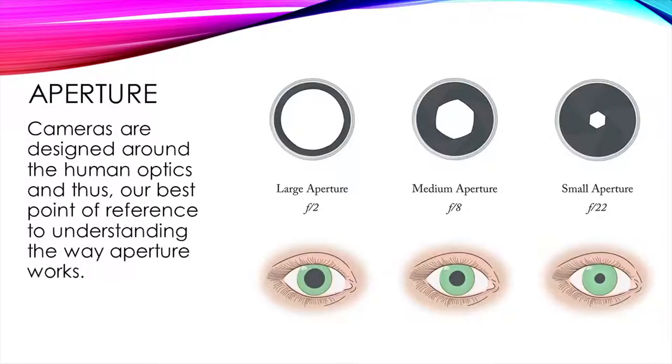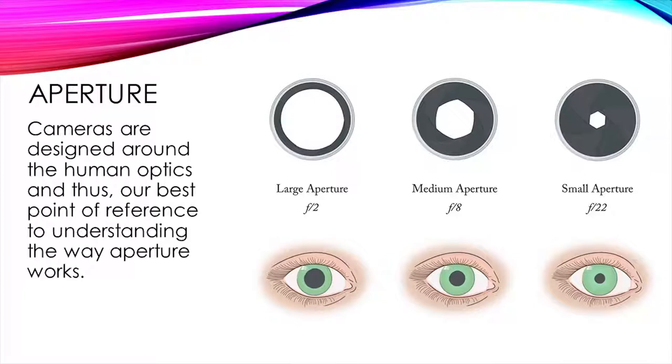For your aperture, cameras are designed around the human optics, and thus, our best point of reference to understanding the way the aperture works is by using the human eye as a reference. If you look closely at the human eye when you step into a dark area, you would notice that your iris opens up really, really wide. Now, the opposite happens when you get into a bright area during the day or under sunlight. You would notice that your iris closes really tight. This is the exact same way the aperture works.